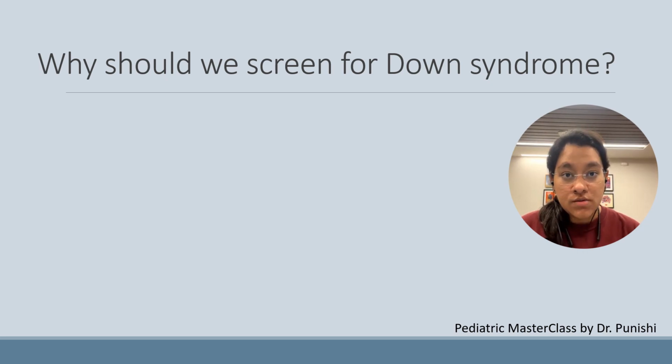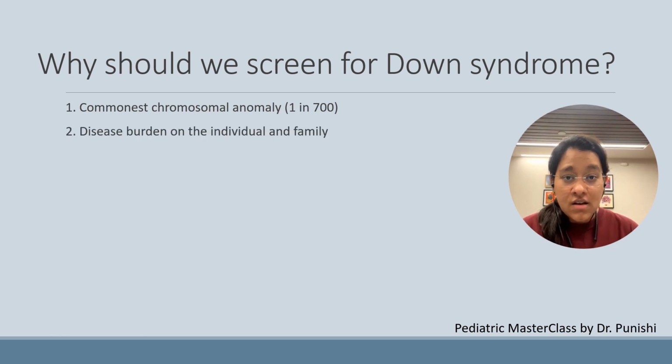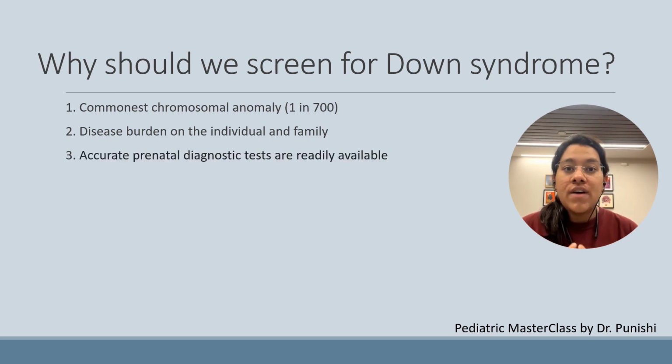So why should we screen for Down syndrome? So Down syndrome is the most common chromosomal anomaly with an incidence of approximately 1 in 700 live births. Like I said, kids with Downs have a lot of associated systemic illnesses, and definitely that turns out to be a burden for the individual and the family both. And with the availability of accurate prenatal diagnostic testing, we really can offer this test of being able to diagnose and even confirm the presence of Downs in the fetus in the antenatal period. So that is why over the years a lot has changed in terms of screening for Down syndrome in the antenatal period.